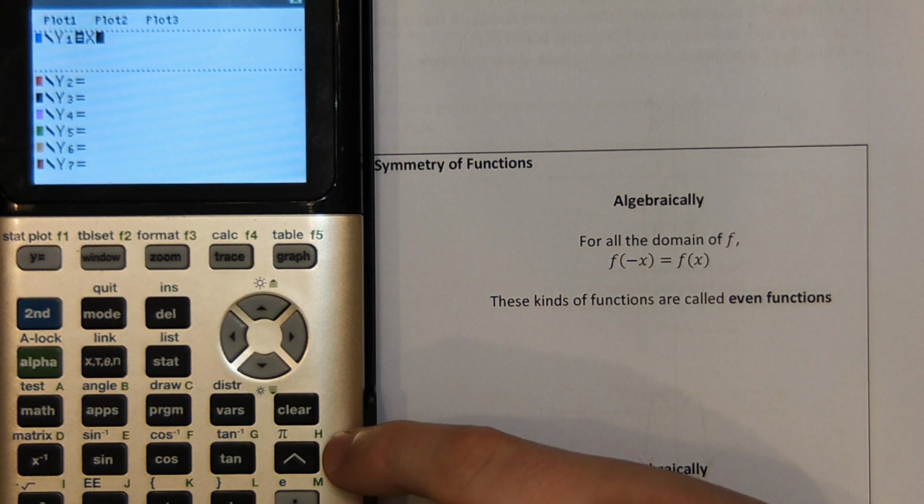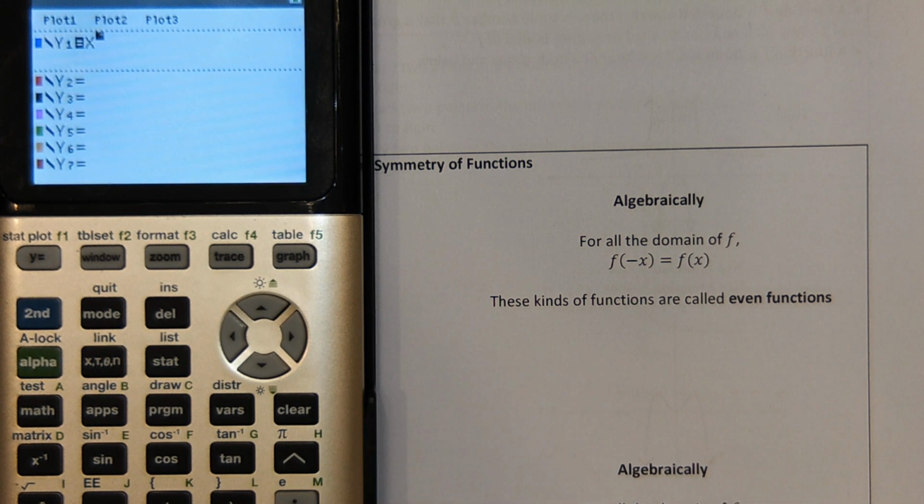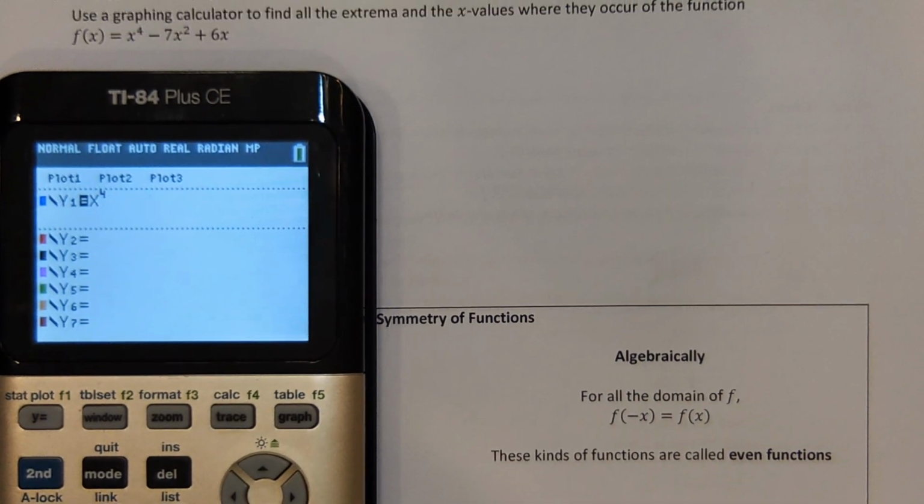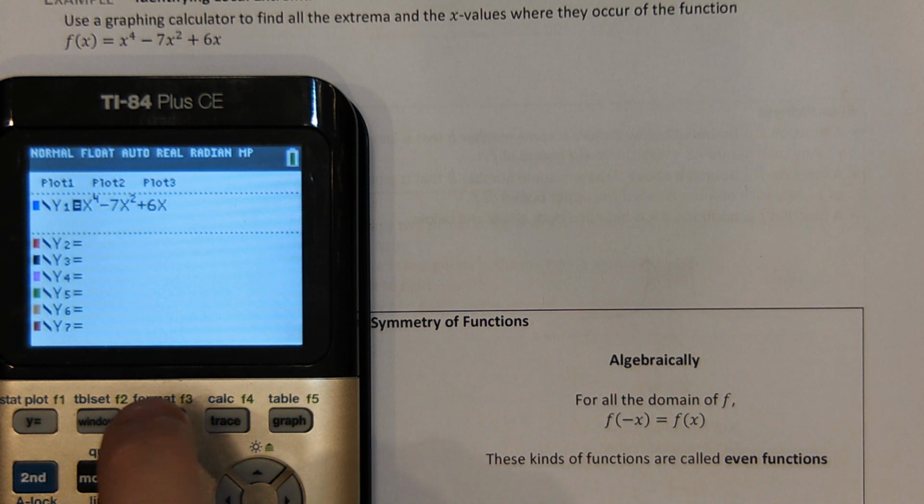This symbol right here is called a caret. So we say x raised to the, and you notice it went ahead and threw me up into the exponent position, and I just press 4. Now notice that my little cursor that's blinking is still in the exponent position, but 4 is the entire exponent, so we need to get out of the exponent position by hitting the right arrow. There we go. So we have x to the 4th minus 7x squared plus 6x. Again, zoom 6.